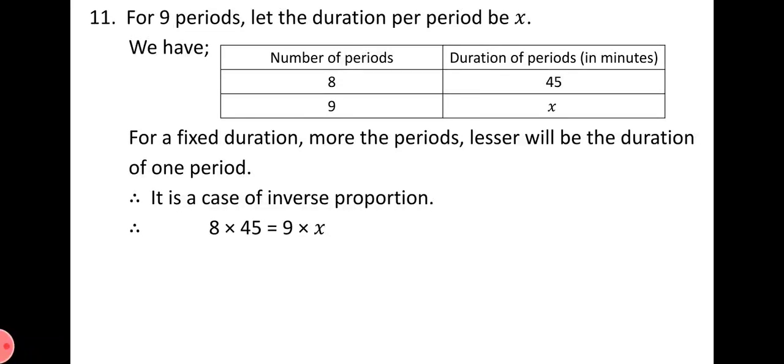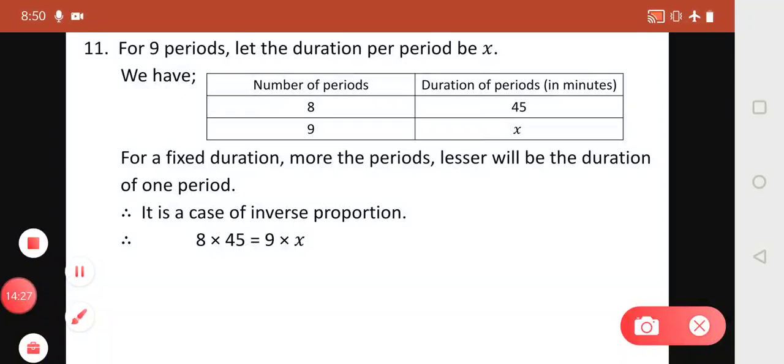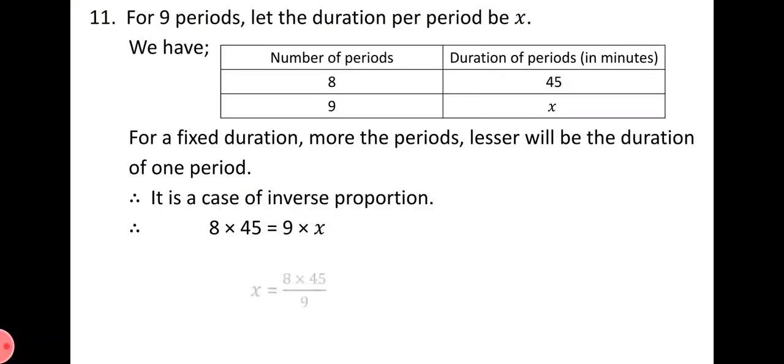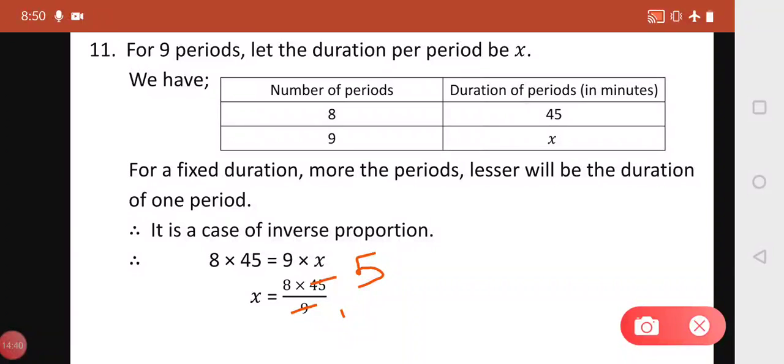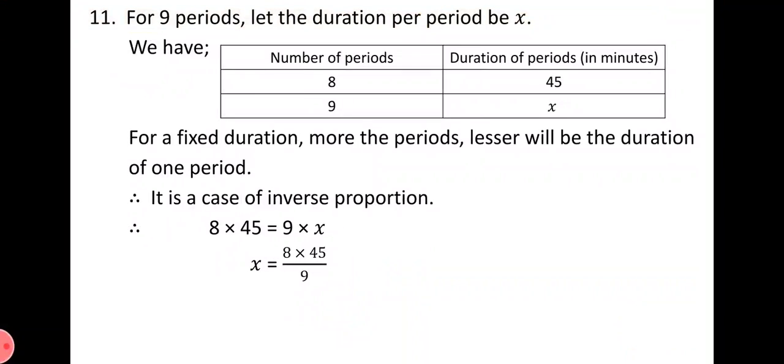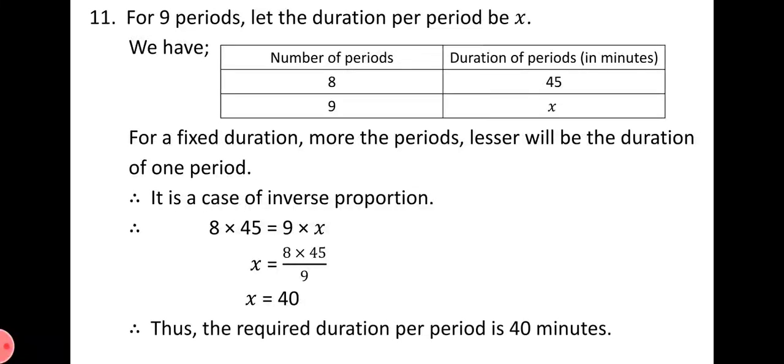Therefore 8 into 45 equals 9 into x. 9 is transposed to the opposite side, so multiplication becomes division. Therefore x equals 8 into 45 upon 9. Here again you can cancel: 9 ones are 9 and 9 fives are 45. So 8 multiplied by 5 is equal to 40. Therefore x equals 40. The required duration for 9 periods is 40 minutes, meaning each period will be 40 minutes if there are 9 periods in the school.